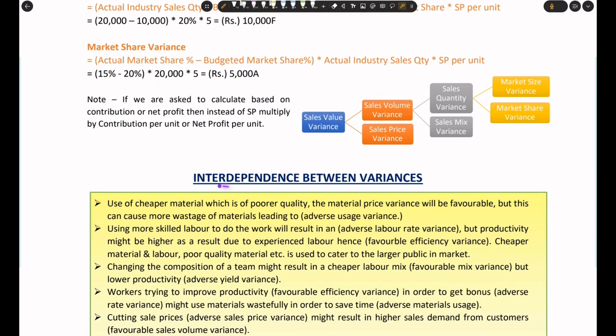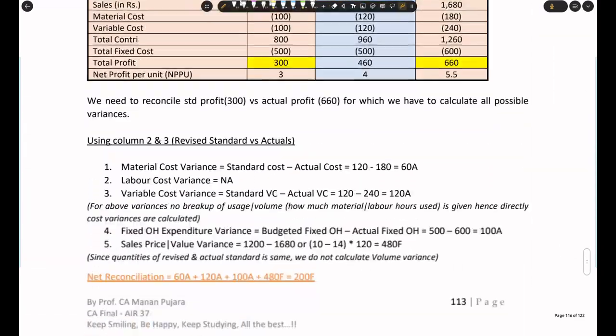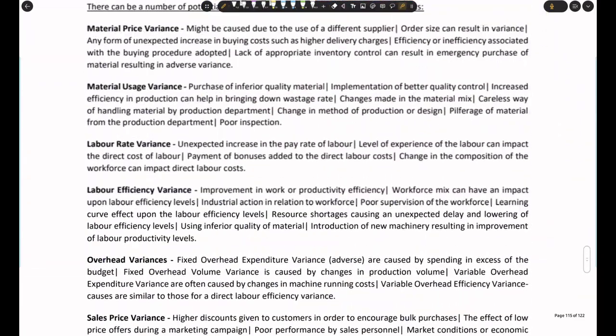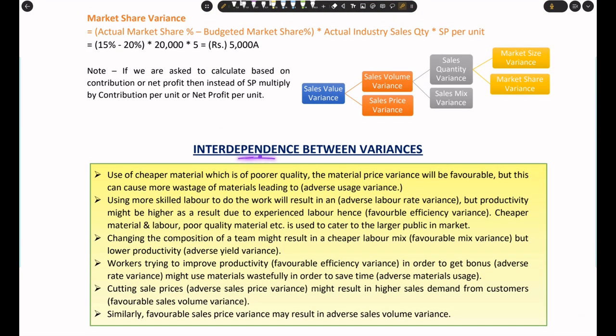Okay, then interdependence between variances. Let's see how much of this theory is left of variance analysis. I guess there are a few pages left. Then let's read quickly. Interdependence between variances.